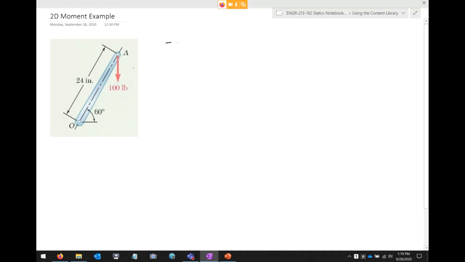So let's compute the moment about point O. First off, somebody look at this force vector and tell me, how would you express this force vector in IJ notation?